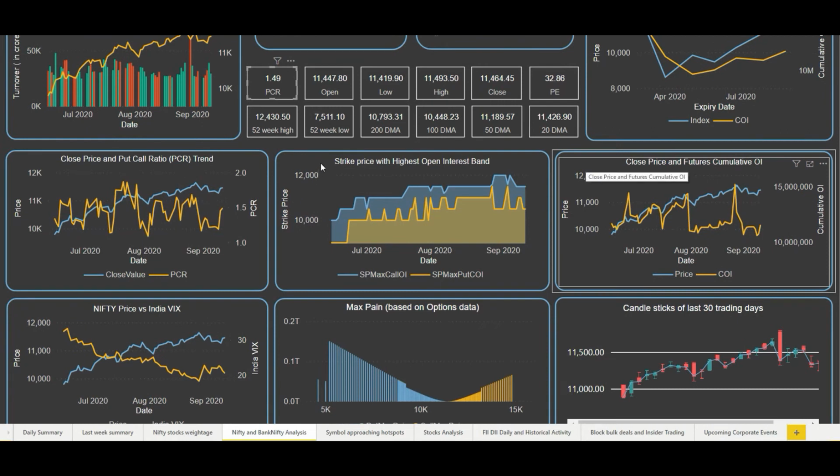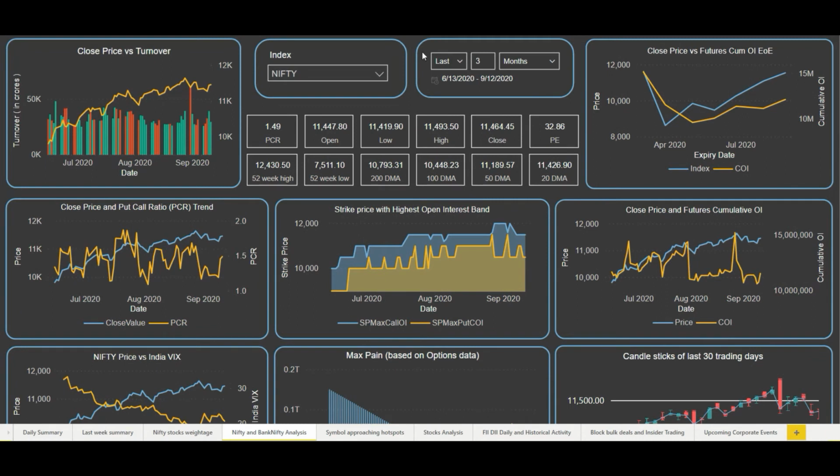Then comes the third graph, which shows the close price versus futures cumulative open interest, right? It's again the same graph as the one above, which was showing the monthly trend. The difference is that this is on a more granular basis, on a daily basis, and that was on a monthly basis. So if you want to see the daily trend, you can see that. On the last trading day, you can see what the total cumulative open interest was and what the price was, and you can also see whether on a daily basis the cumulative open interest is increasing or decreasing as compared to the price, right?